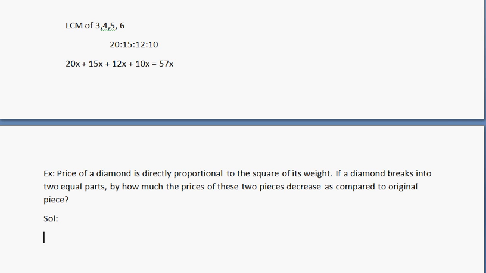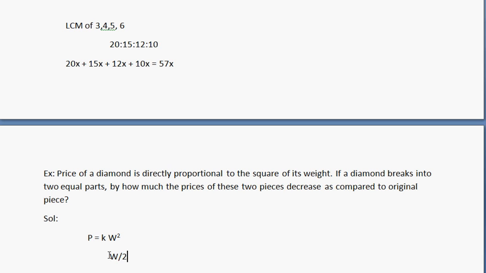Let's do it. He says price is directly proportional to the weight. So let the price of the diamond be P. It is equal to K times W square. Now the diamond breaks into two equal pieces, so the new weight of each piece would be W by 2.